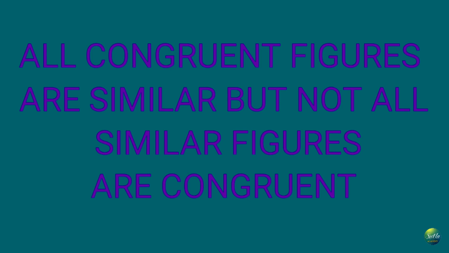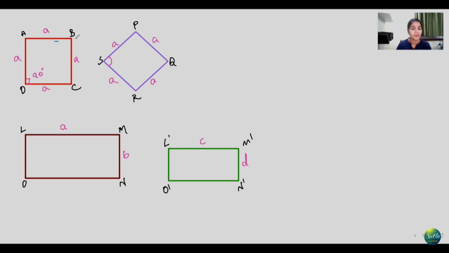Now let us discuss irregular polygons. We have a square, a rhombus, and a rectangle here. We know that a square and a rhombus both have equal sides. But when coming to the angles, a square has 90 degrees, whereas a rhombus does not. Now, are a rhombus and a square similar? Definitely they are not.